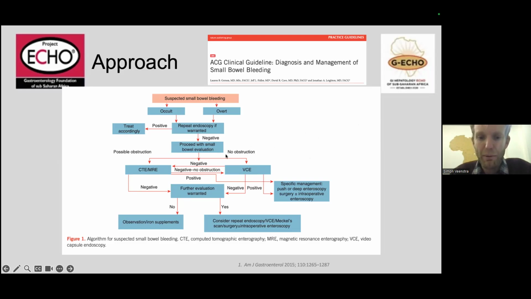And then obviously, if there are any positive findings on that, then to proceed as indicated with the specific management, depending on what you found. If negative, you could either use a conservative approach with a watch and wait, or if there was recurrent bleeding, then to consider repeating the above, or continuing with more specific investigations like a Meckel scan or specific red blood cell scintigraphy, depending on the case.